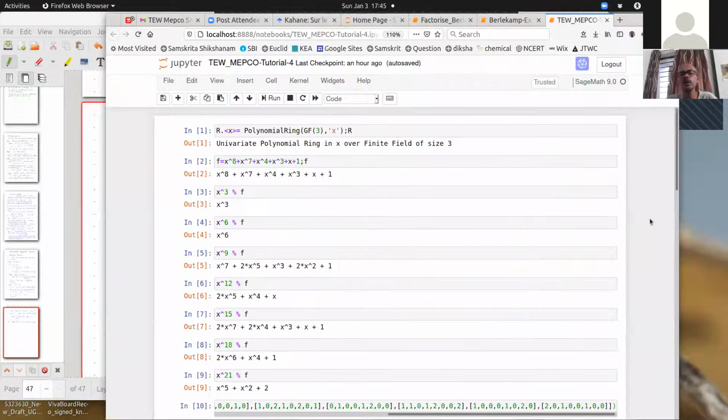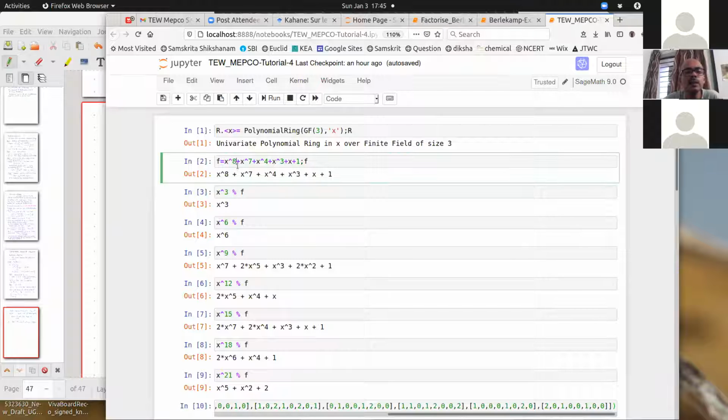Okay, so any polynomial, would you like to suggest a polynomial? Yes, x power 9. Okay, so I just modify this x power 9. So what is your finite field? F of 9, sir. No, I should have told you that.